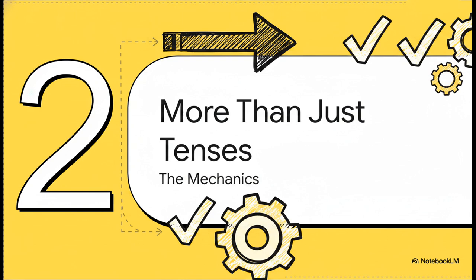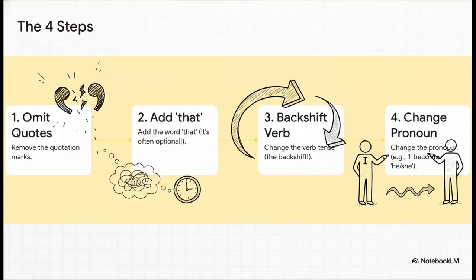Let's break down the whole process into a super simple checklist. Here are the 4 simple steps. First, just drop the quotation marks. You don't need them anymore. Second, you can add the word that, but honestly, a lot of the time it's optional. Third, apply our golden rule, the backshift. And finally, number 4, you've got to change the pronouns to fit the new perspective. I mean, if someone said, "I am hungry," you'd report, "He said that he was hungry."